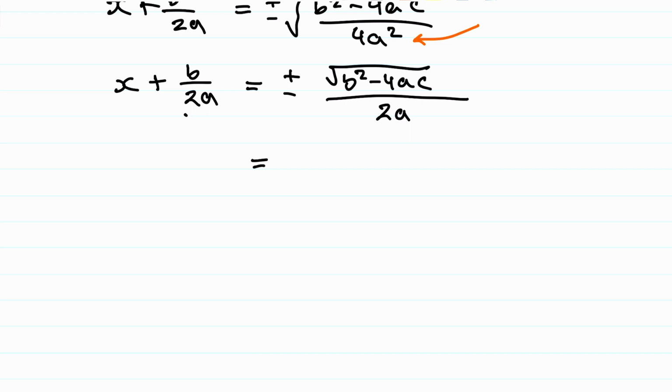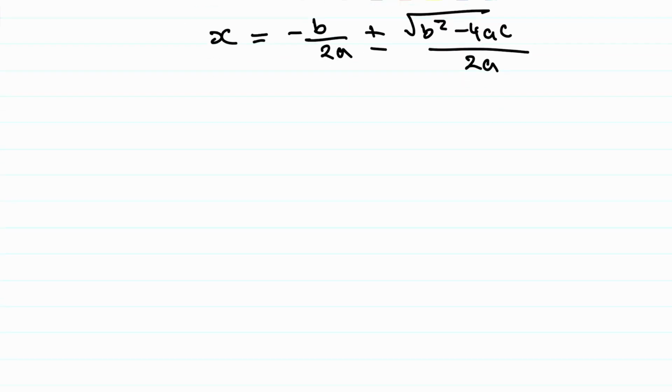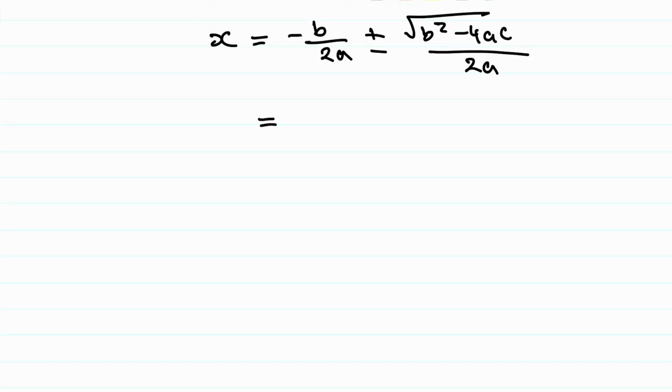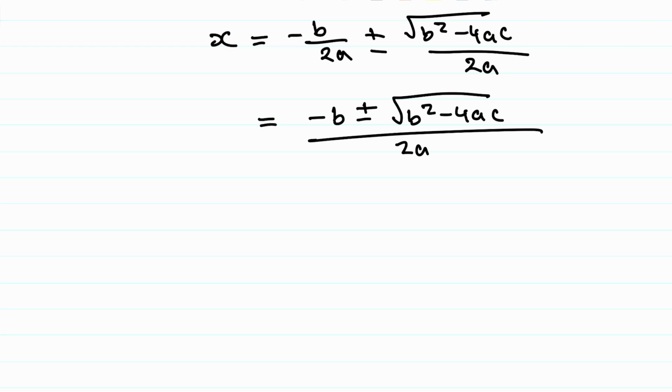So then if we now take this b over 2a to the other side, we'd get x is equal to minus b over 2a plus or minus the square root of b squared minus 4ac over 2a. And if we take everything over 2a, we'd be left with minus b plus or minus the square root of b squared minus 4ac all over 2a would give you x. And as you can see there, we're now left with the quadratic formula.